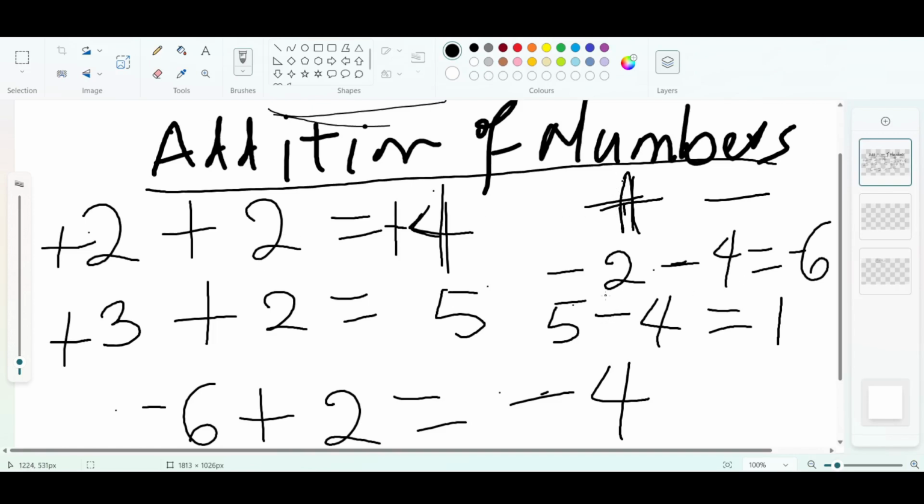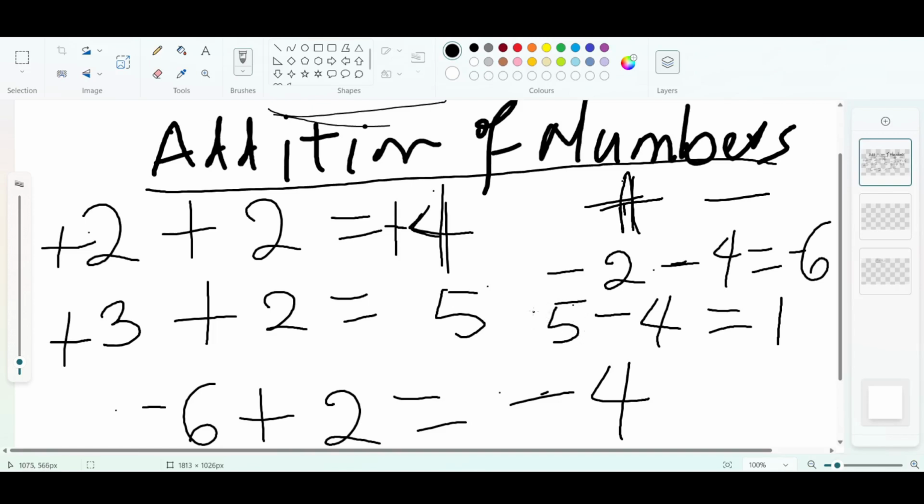That's good. So now when they have the same sign, we add them together, whether the sign is positive or is negative. Like when we have -2 and -4, the sign is the same. They have the same sign. This is having a minus sign. This is also having a minus sign. So when we add them together, that is going to be -6.